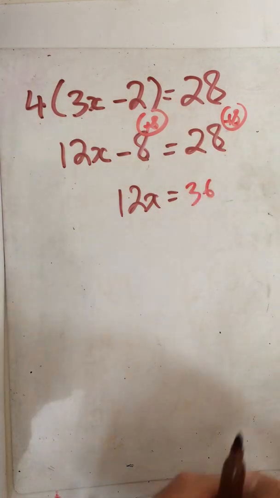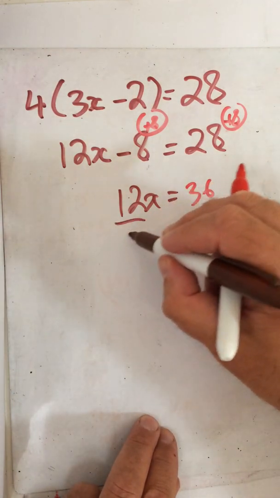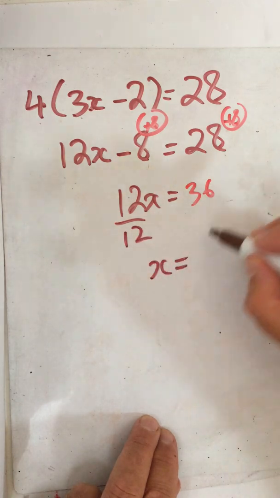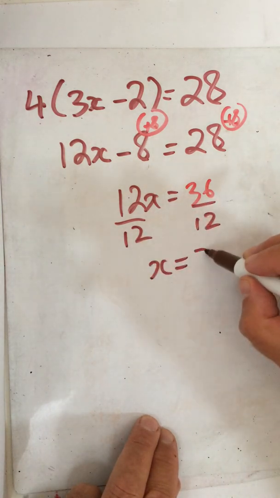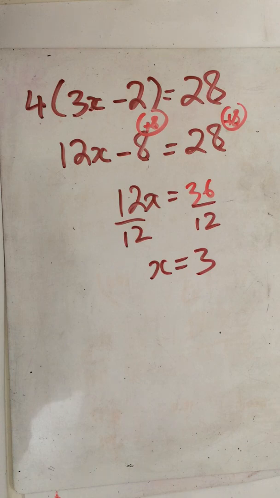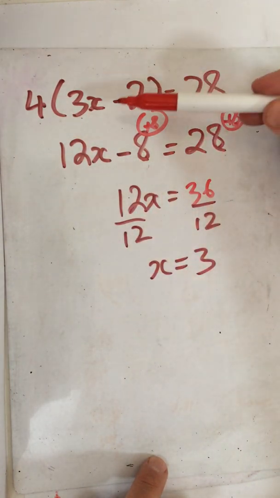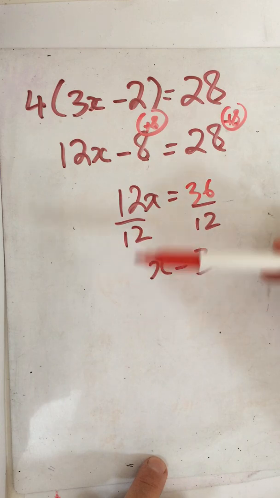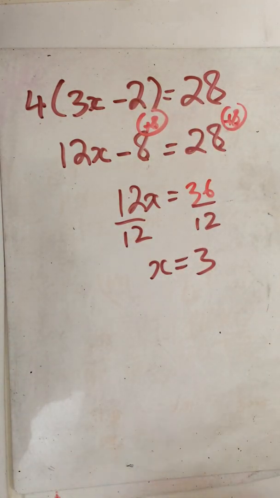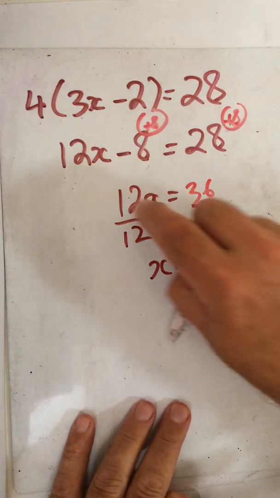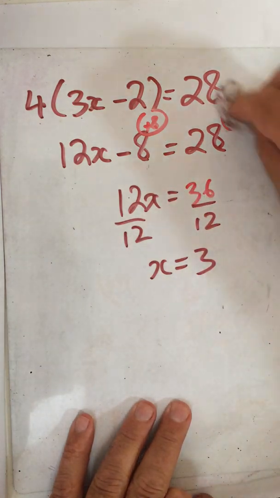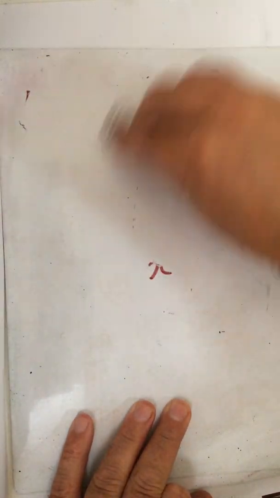Divide by 12, which will give us x. Divide by 12, x is worth 3. Okay, x is worth 3. So when you've expanded the bracket, the rest is the same. Actually, I think the trickiest part in these today is making sure we expand it correctly. Okay, let's look at another one.